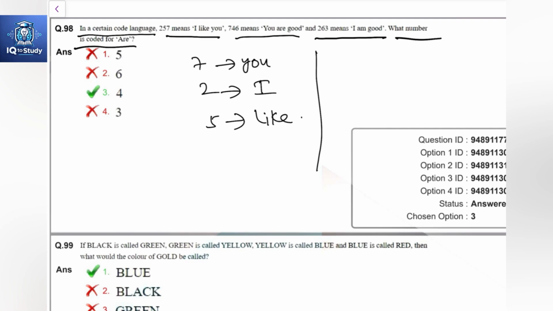And if we take 746 and 263, the common one is 6 and 6 means good. So obviously 2 means I, 6 means good. So 3 is am. Four means R. So the code for R is 4, which is option number 3.